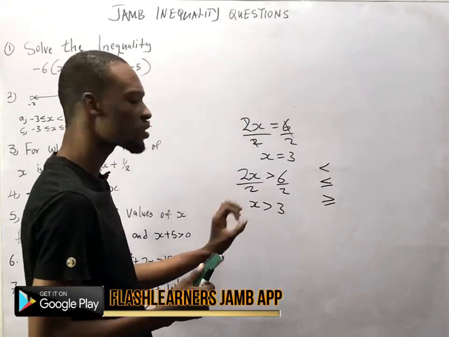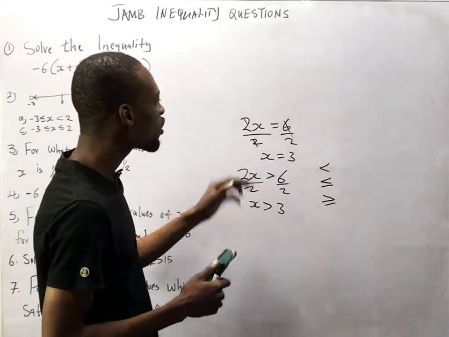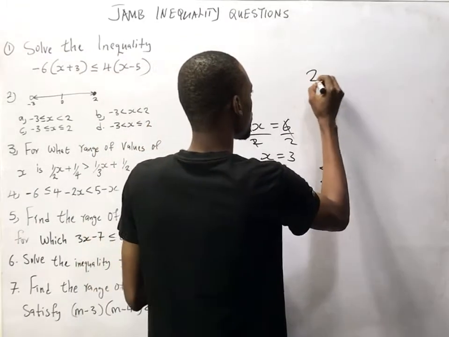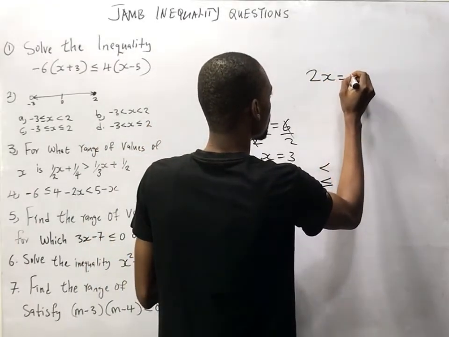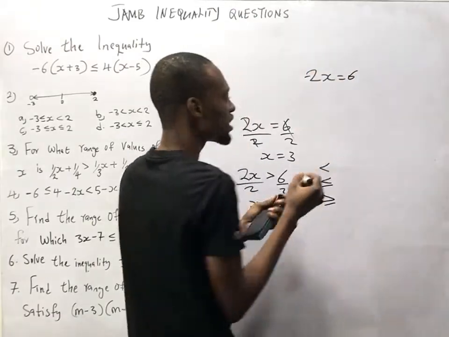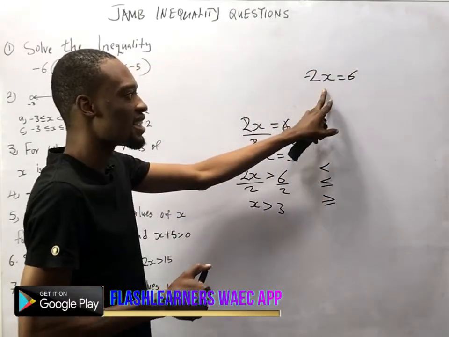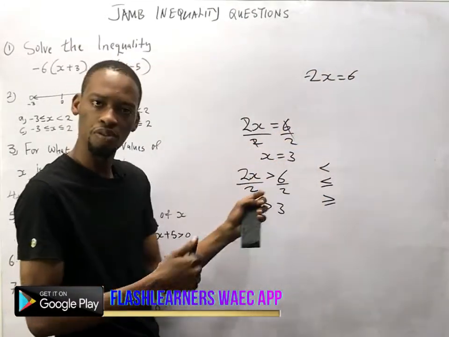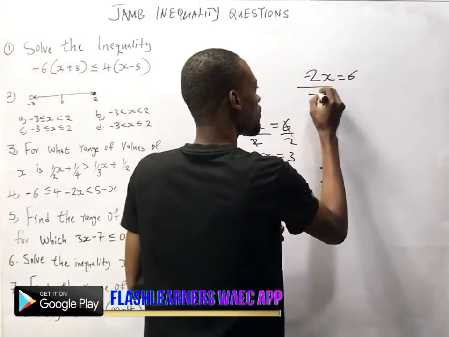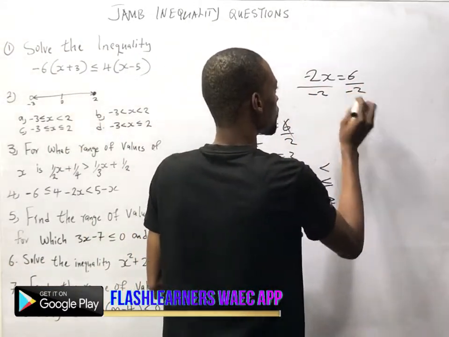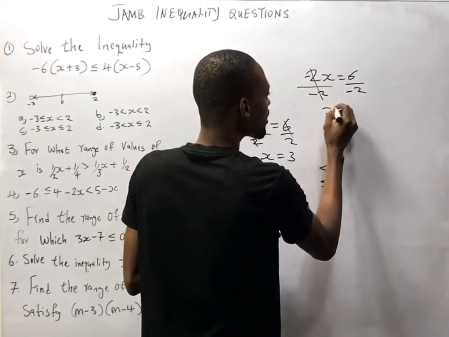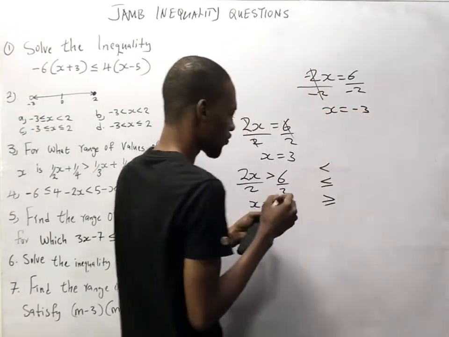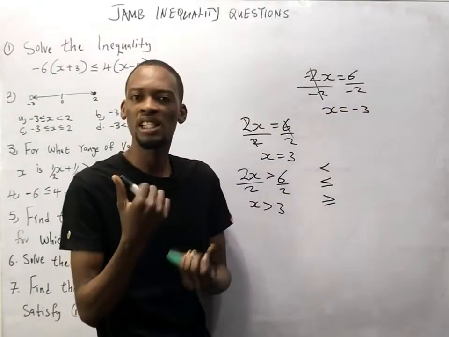But this is not always the same. In an equation, if I have minus 2s equals 6, to get s, I simply divide both sides by minus 2. I say this over minus 2, this over minus 2. This cancels this, s becomes equals minus 3. But this is not so in inequality.